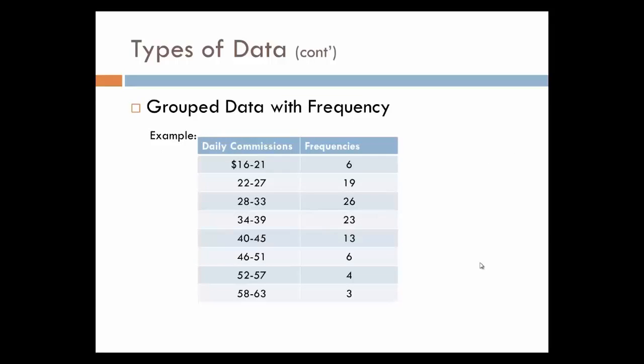Now we look at an example of grouped data with frequency. You see, we know it is grouped data when we see the class intervals. We have 16 to 21, 22 to 27, and from 22 to 27 we have 19 persons there. Just as between 16 and 21 we have 6 persons. Whenever you see something like this, that will tell you that it's grouped data, and it will require a different type of formula.